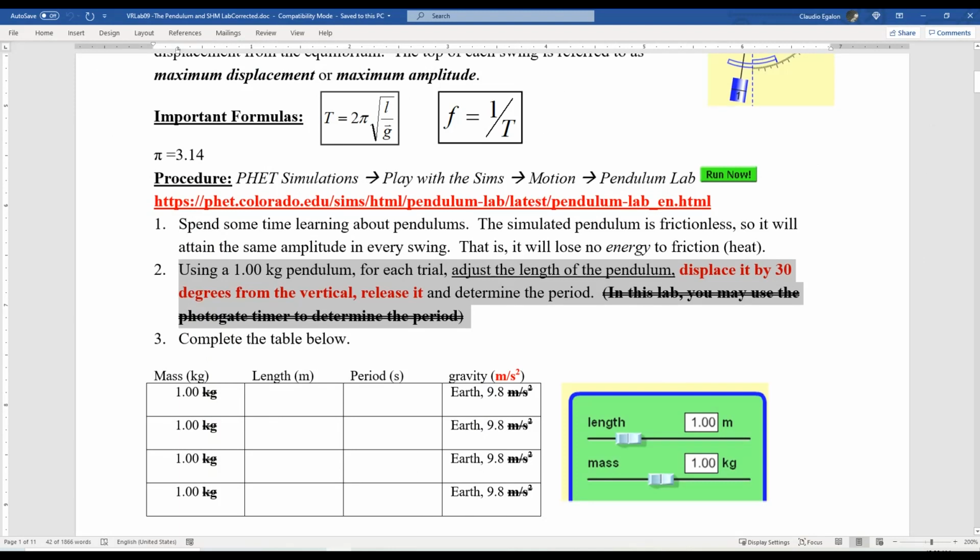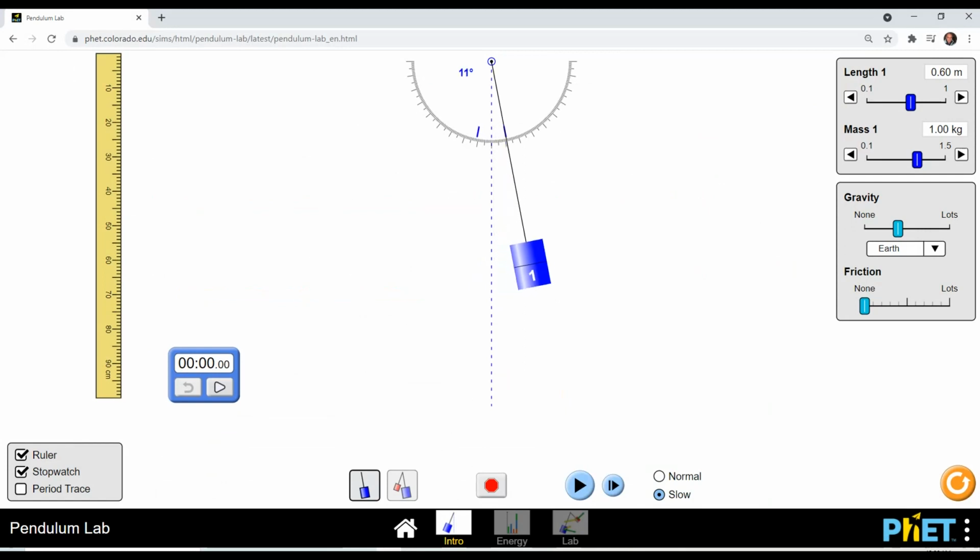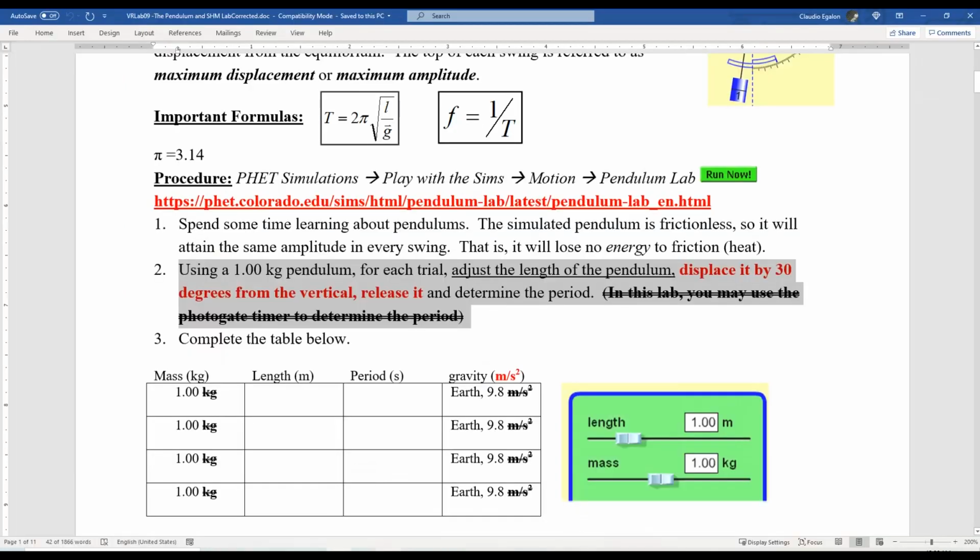Using a 1 kilogram pendulum for each trial, adjust the length of the pendulum. Displace it 30 degrees. Okay, here you go. I'm going to displace it 30 degrees. And by the way, I'm going to pause it initially, displace it 20, 30 degrees. Here you go. I'm not going to release that yet. And release it to determine the period.